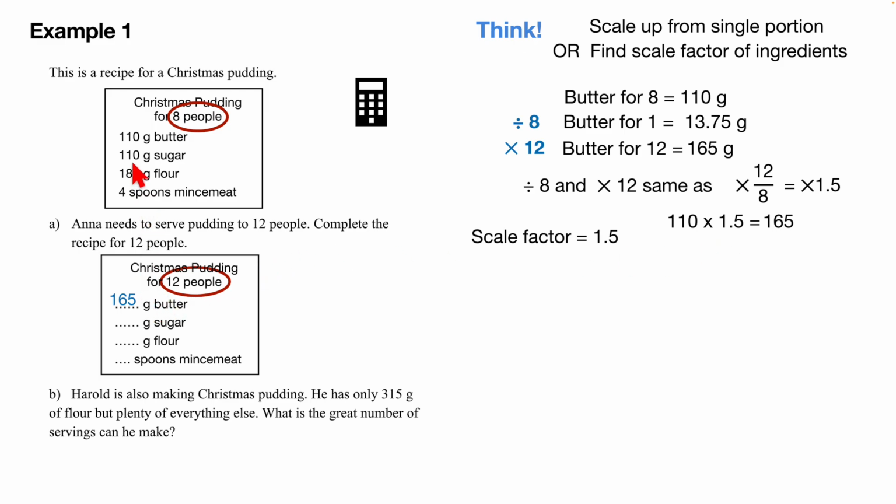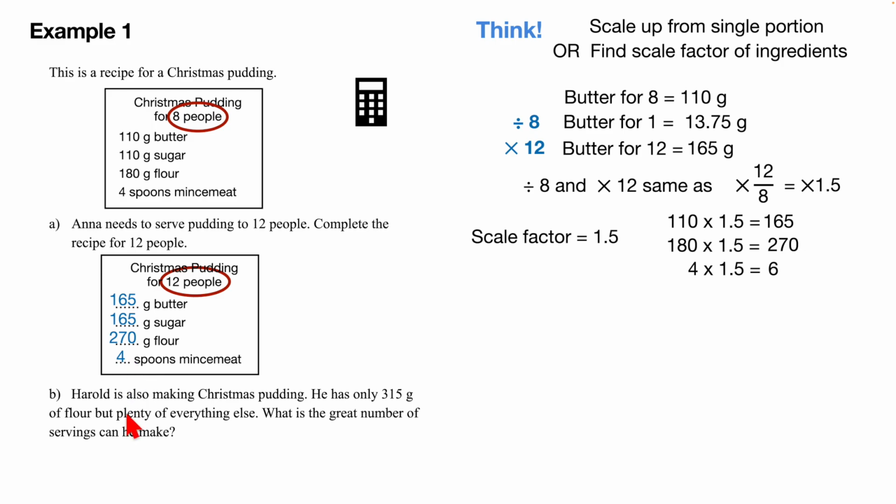So again, we've got 210s. We can stick 160. Oh no, we're going to do it over here. 180 times 1.5 is 270. And 4 times 1.5, 4 spoons of mincemeat, is 6. And they are put in here. And that's that question, or part of that question, done.